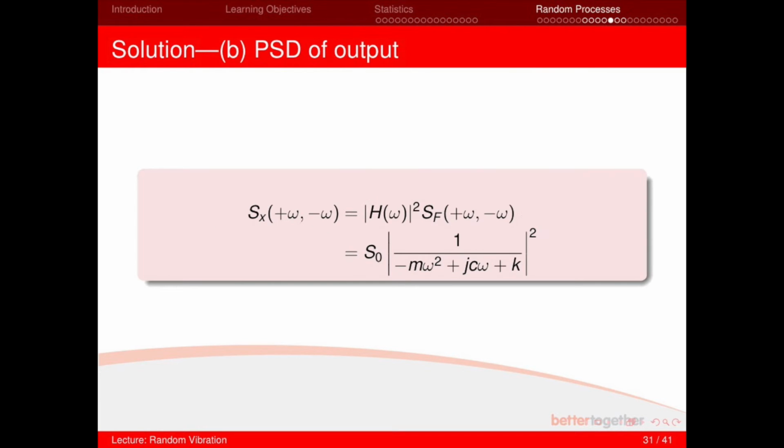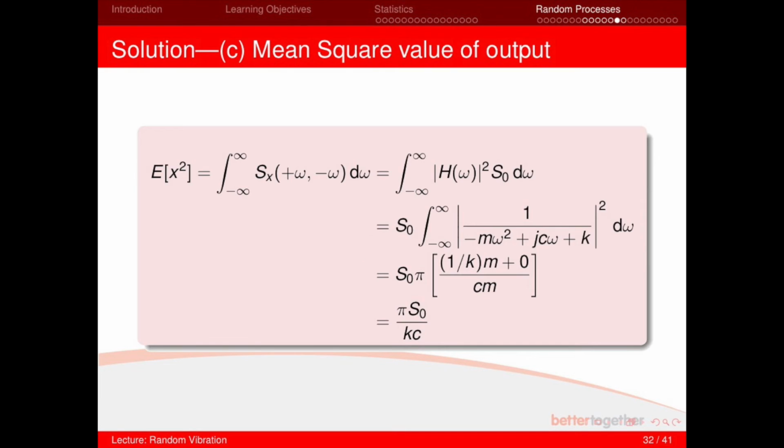Part B, we need to find the power spectral density of the output. Well, we know the output, which is X, is going to be the magnitude of the complex frequency response squared times the input. So obviously I've got this term here, times by S naught gives me my output. Now to find the expected value, there should be an equal sign here for the eagle-eyed among you. Apologies about that. Make a note of that.